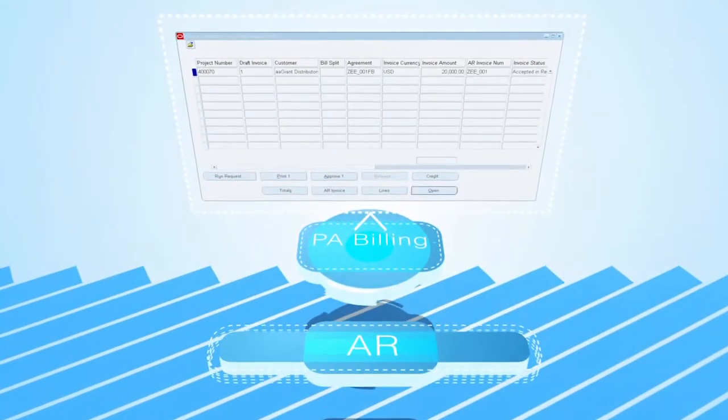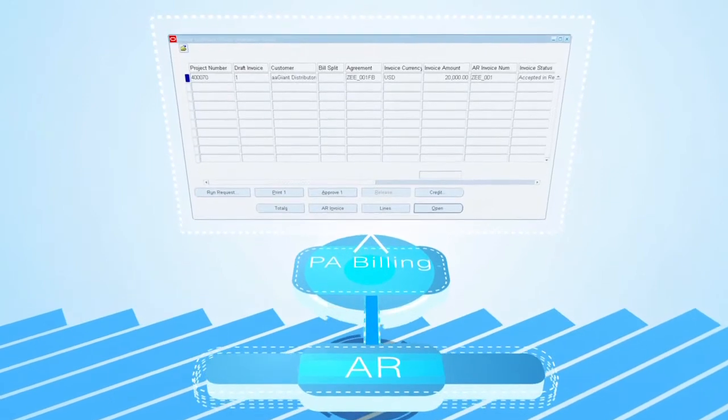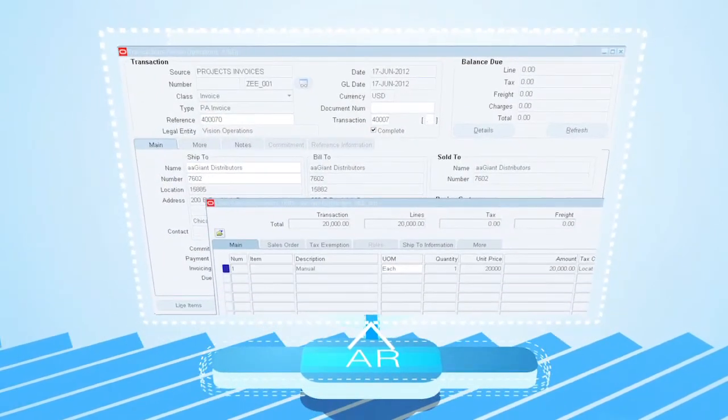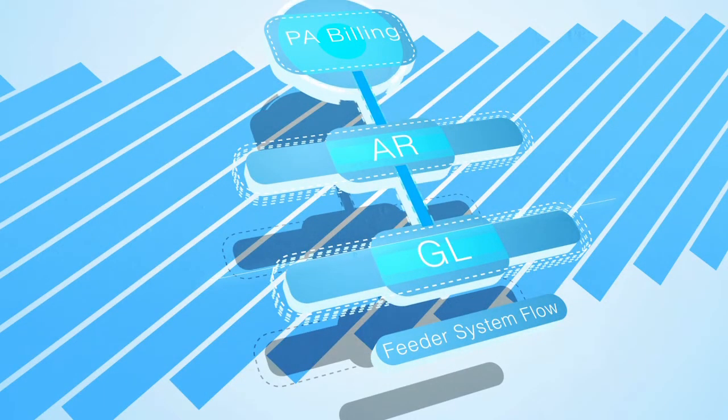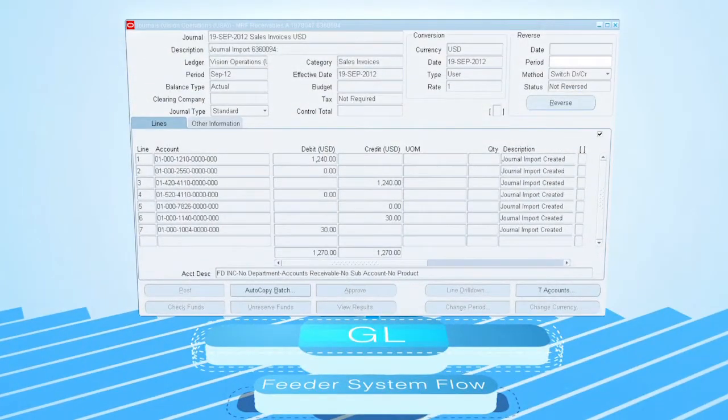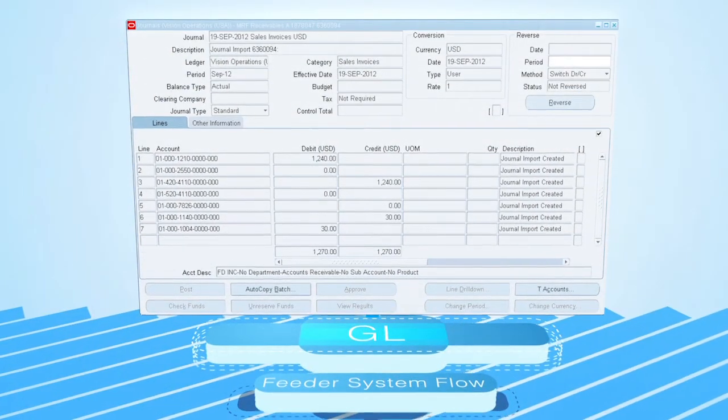An example of the last flow would be if you generated an invoice in projects and interfaced it to AR. Then you ran the processes in AR to interface the accounting of the invoice to the GL. In the GL, you'll see a journal entry with a GL source of receivables.